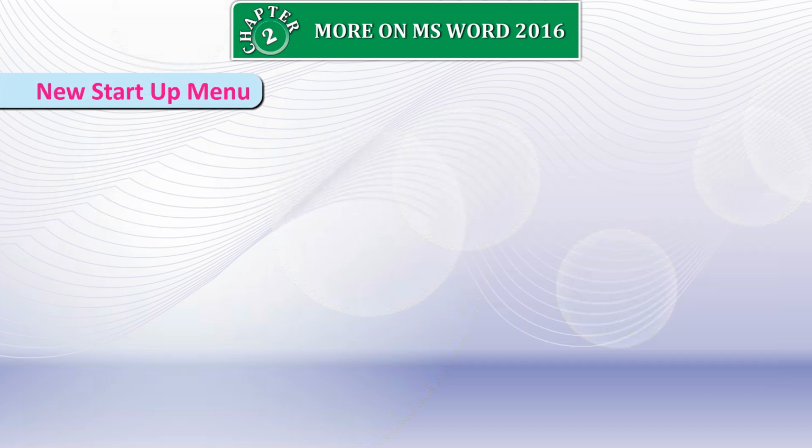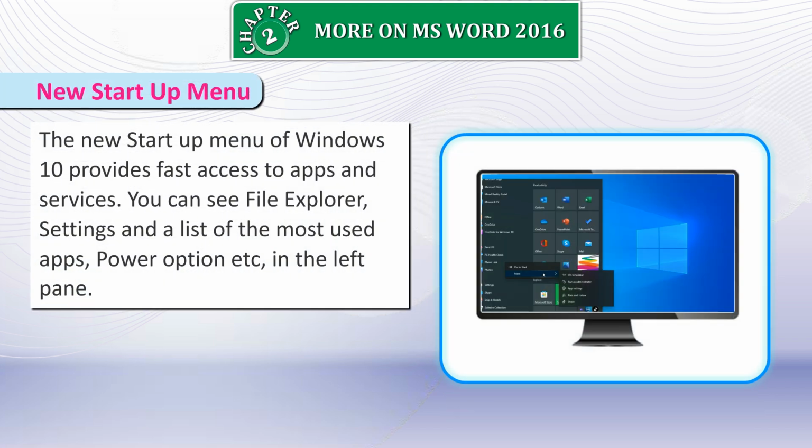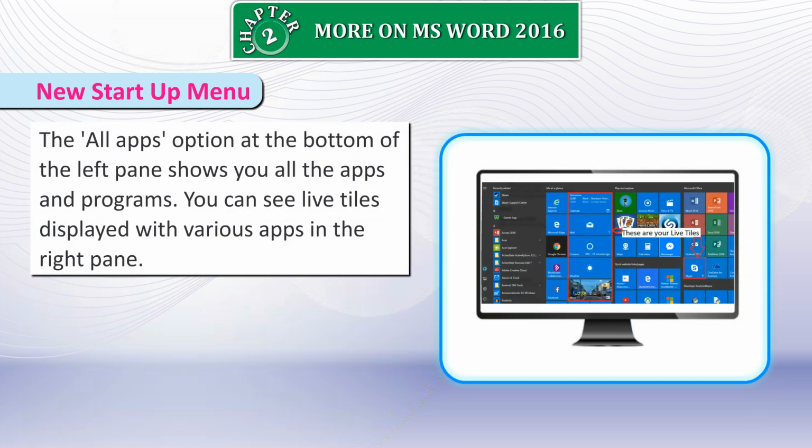New Startup Menu. The new Startup menu of Windows 10 provides fast access to apps and services. You can see File Explorer, Settings, and a list of the most used apps, Power option, etc. in the left pane. The All Apps option at the bottom of the left pane shows you all the apps and programs. You can see live tiles displayed with various apps in the right pane.